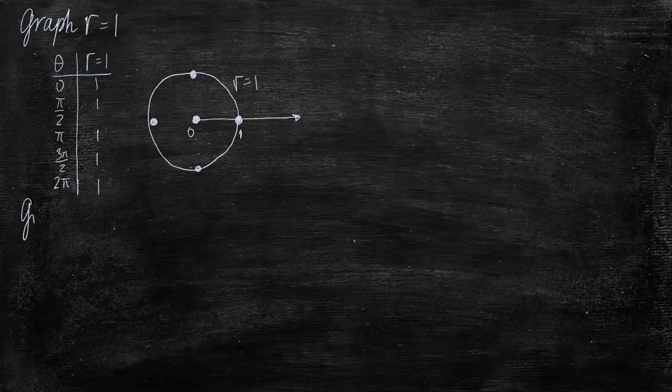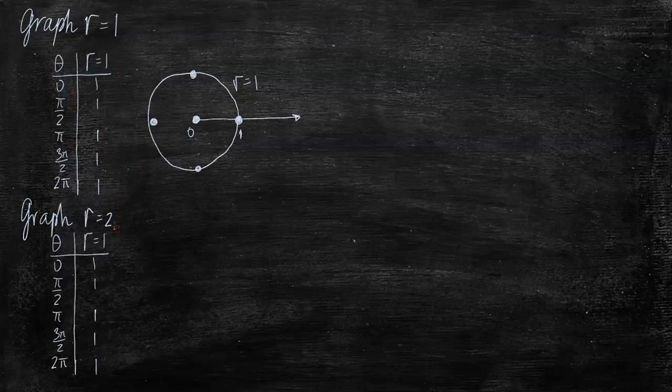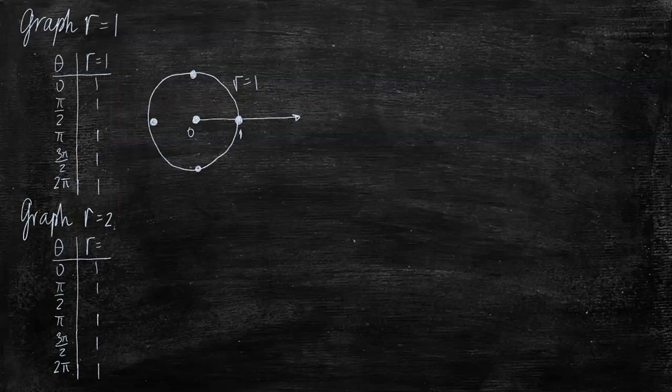Now you can imagine that graphing r equals 2 is just as easy, except instead of a bunch of 1s, we're going to get a bunch of 2s. So r equals 2 would look like a circle of radius 2, centered at the pole.